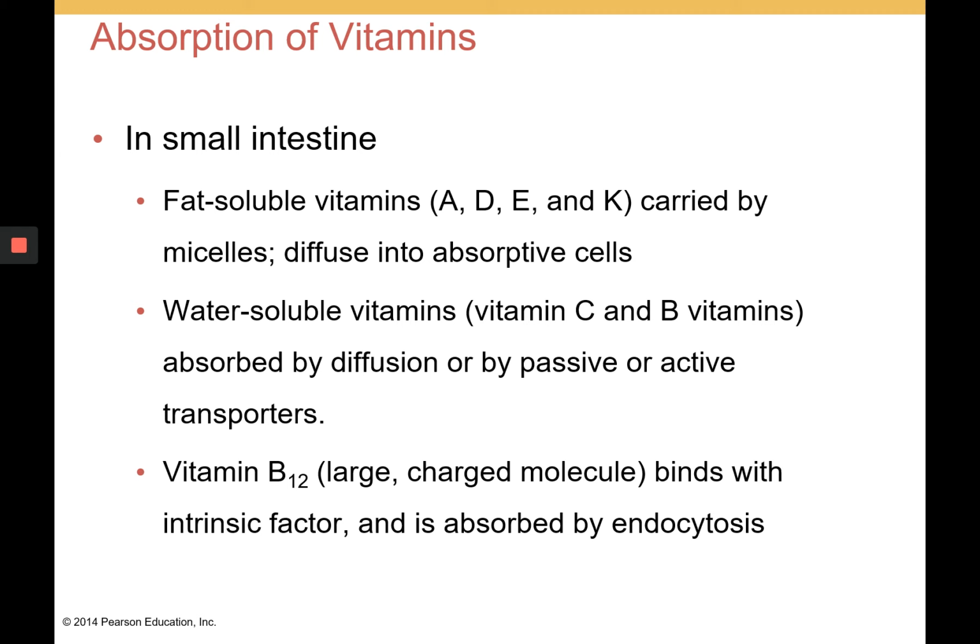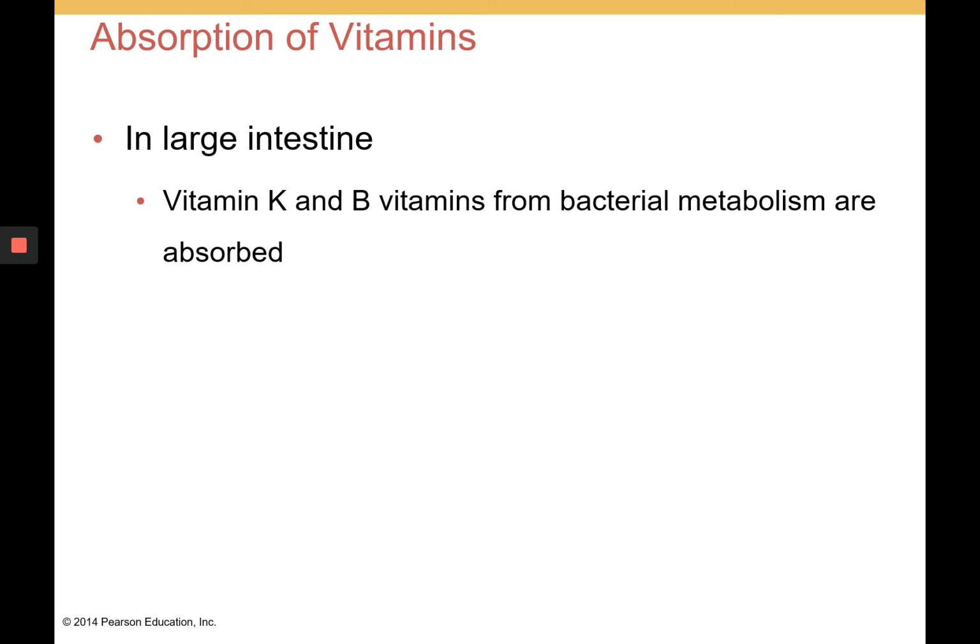Whereas our water soluble vitamins have to be absorbed by diffusion or by passive or active transporters. Vitamin B12 is actually too big to be absorbed with passive or active transporters, and it can't go just straight through the plasma membrane. Instead, it has to be absorbed by endocytosis. And don't forget that there is some vitamin K and B made by the bacterial metabolism in the large intestine, so it's not all absorbed in the small intestine.